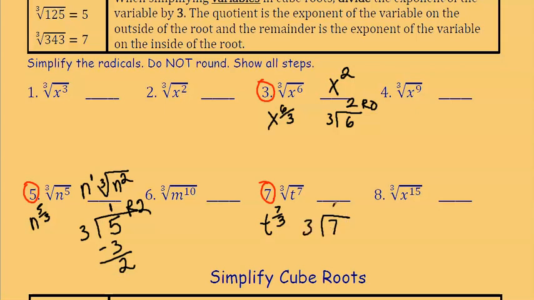3 goes into 7 2 times. 2 times 3 is 6. Subtract the 6 to get a remainder of 1. So your simplified expression is t to the 2nd power times the cube root of t to the 1st power.